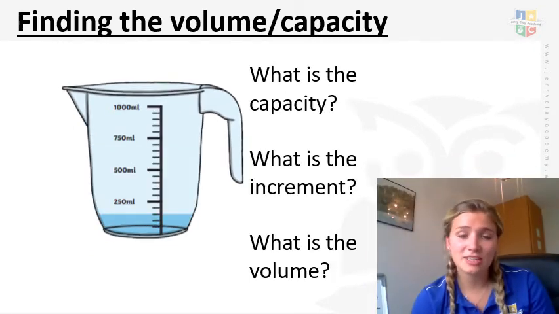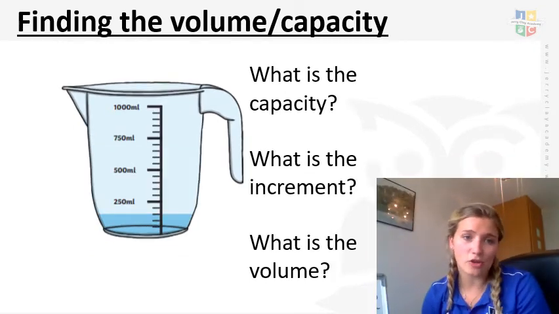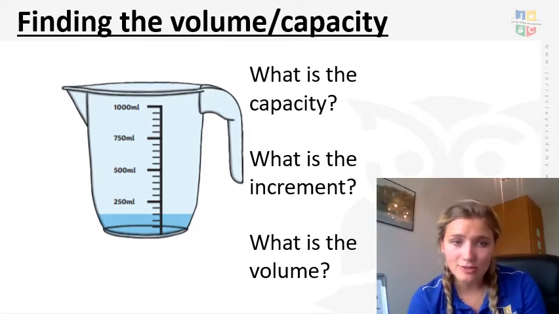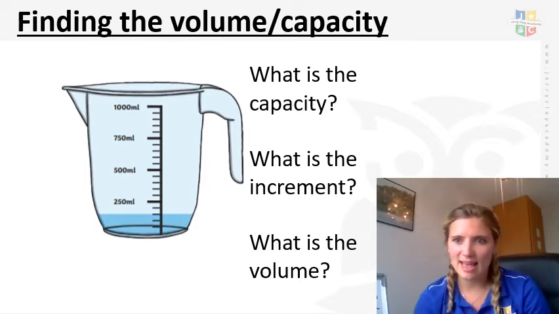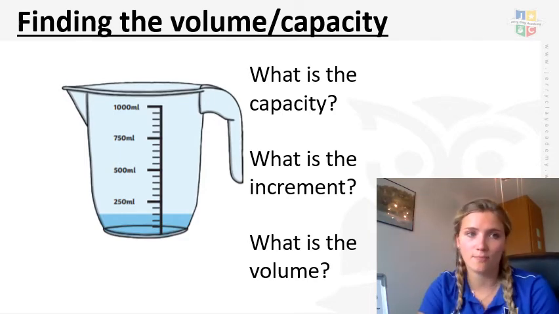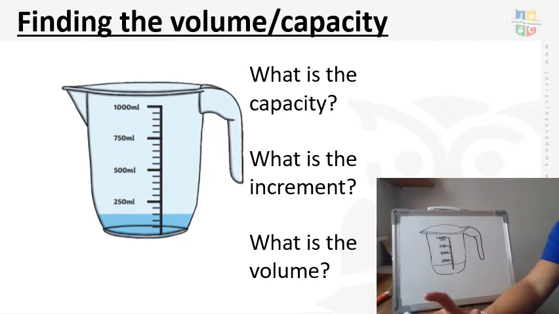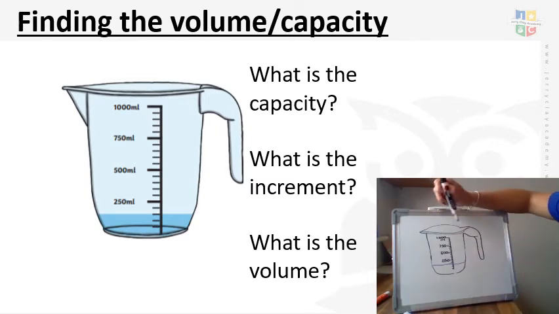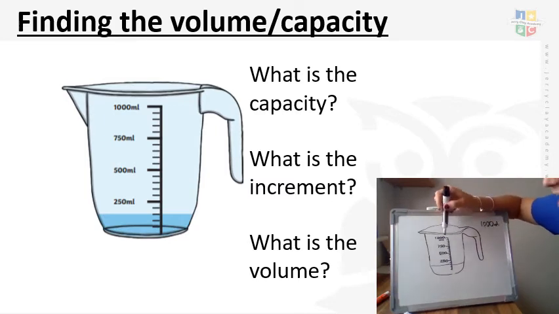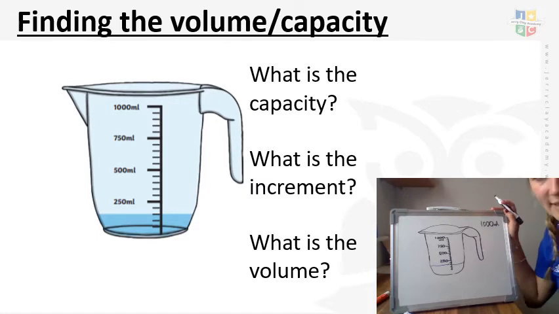Okay, the next one, can you tell me what the capacity, the increment and the volume is? This one is a little bit more difficult, so please have a go at doing it really carefully to work out what the increment is first before you tell me the volume. Okay, let's have a look. So again, I can see that my capacity, the full amount that could go in, will be 1000 millilitres. I can then see that all my big numbers are going up from 0, 250, 500, 750, 1000, so they are going up in 250 millilitres.